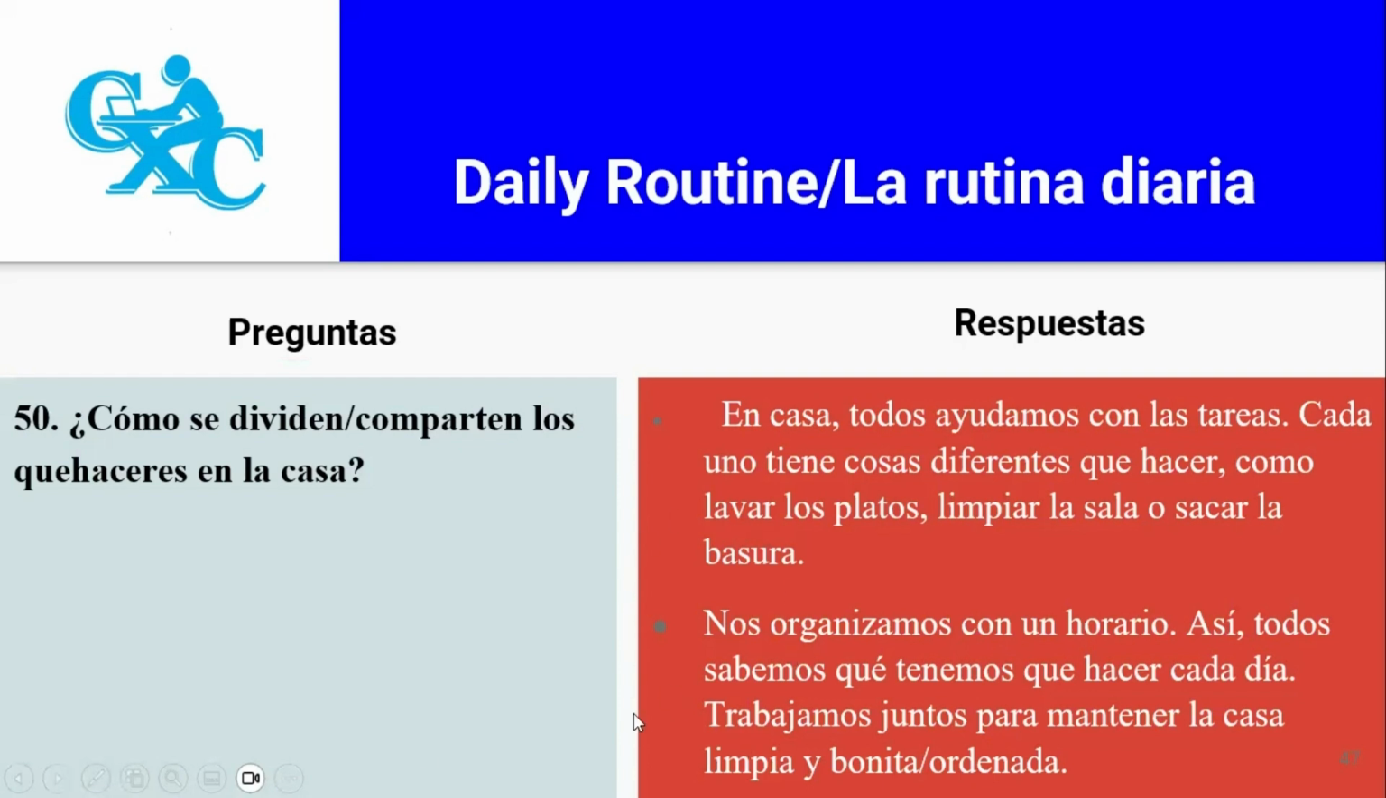Excelente. So here, students, these are options, ways of responding. So you can take one or two out of each, okay? Depende de la situación contigo. All right, so vamos a continuar.